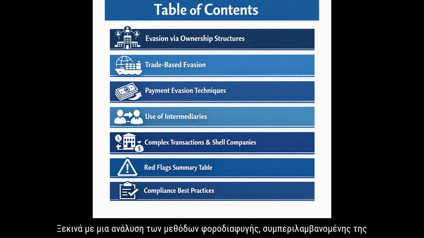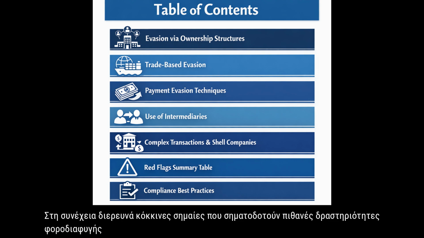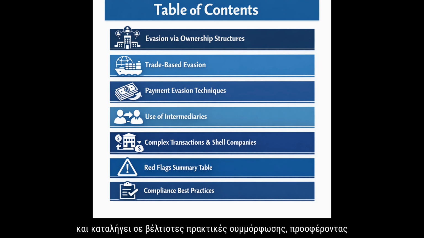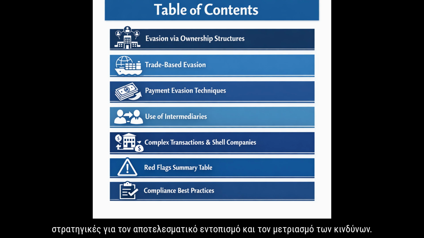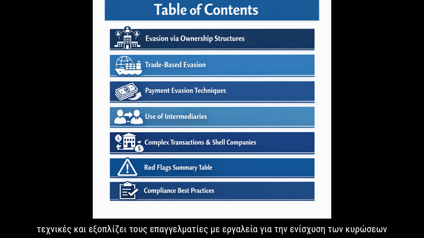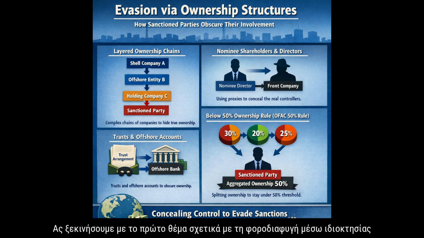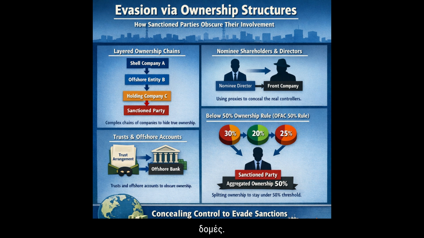It begins with an analysis of evasion methods, including the use of ownership structures, trade manipulation, payment obfuscation, intermediaries, and shell companies. It then explores red flags that signal potential evasion activities and concludes with compliance best practices, offering actionable strategies to detect and mitigate risks effectively. This framework ensures a comprehensive understanding of evasion techniques and equips professionals with tools to enhance sanctions compliance efforts. Let's start with the first topic about evasion via ownership structures.